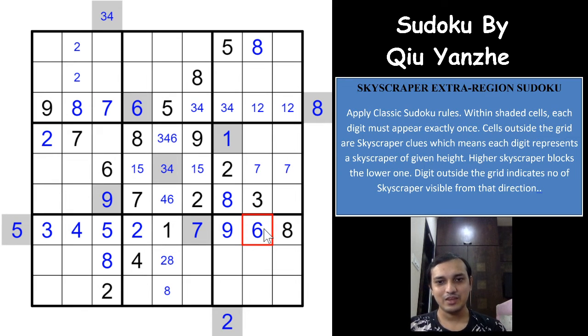And which means because of this 6, now 6 in this column will go only in one place, which is this, and 7 in this column can only go to one place. Now if you see deeply, 7 cannot be here, excuse me.